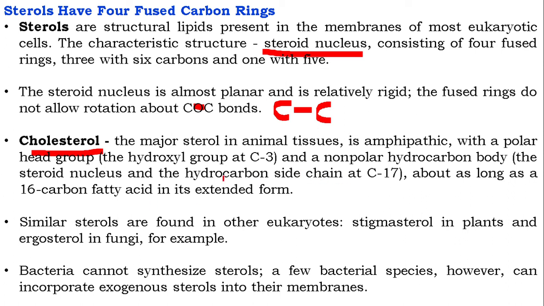And you might have heard of atherosclerosis. There this cholesterol in association with some proteins accumulates in your blood vessels. That's why it is leading to atherosclerosis and cardiac arrest. So it is very much essential for our survival. If the amount is too much, we are in trouble. If the amount is too little, again we are in trouble.